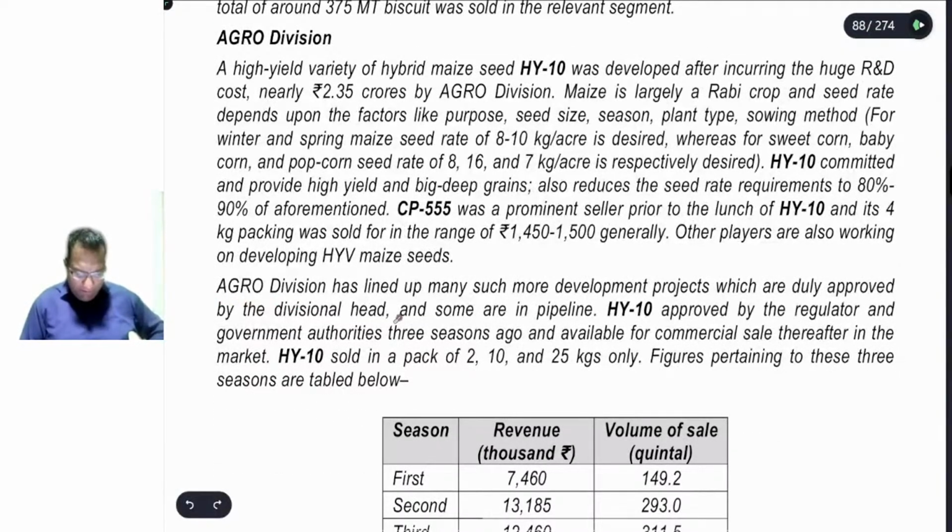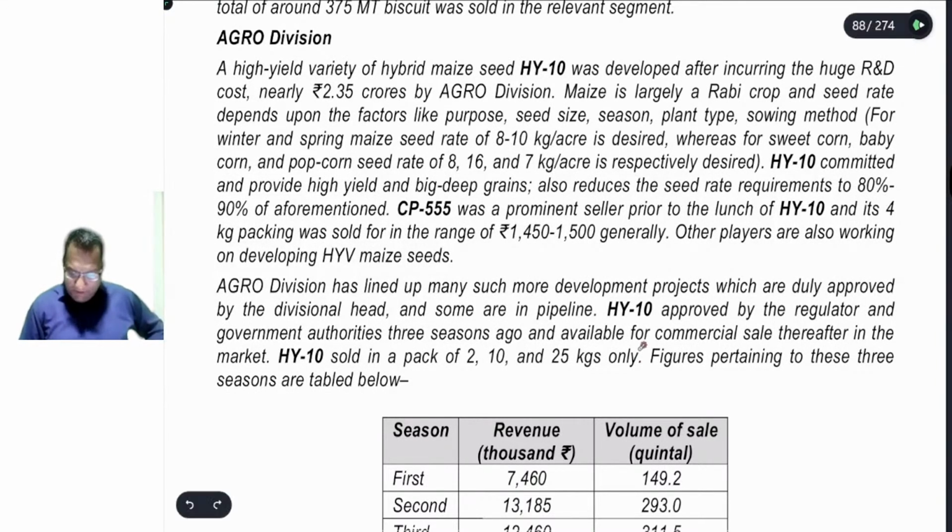Agro department have lined up many such more development projects which are duly approved by the divisional head and some are in pipeline. This is one of the products. While there are many n number of products which are on the pipeline and which are duly approved by the departmental head.